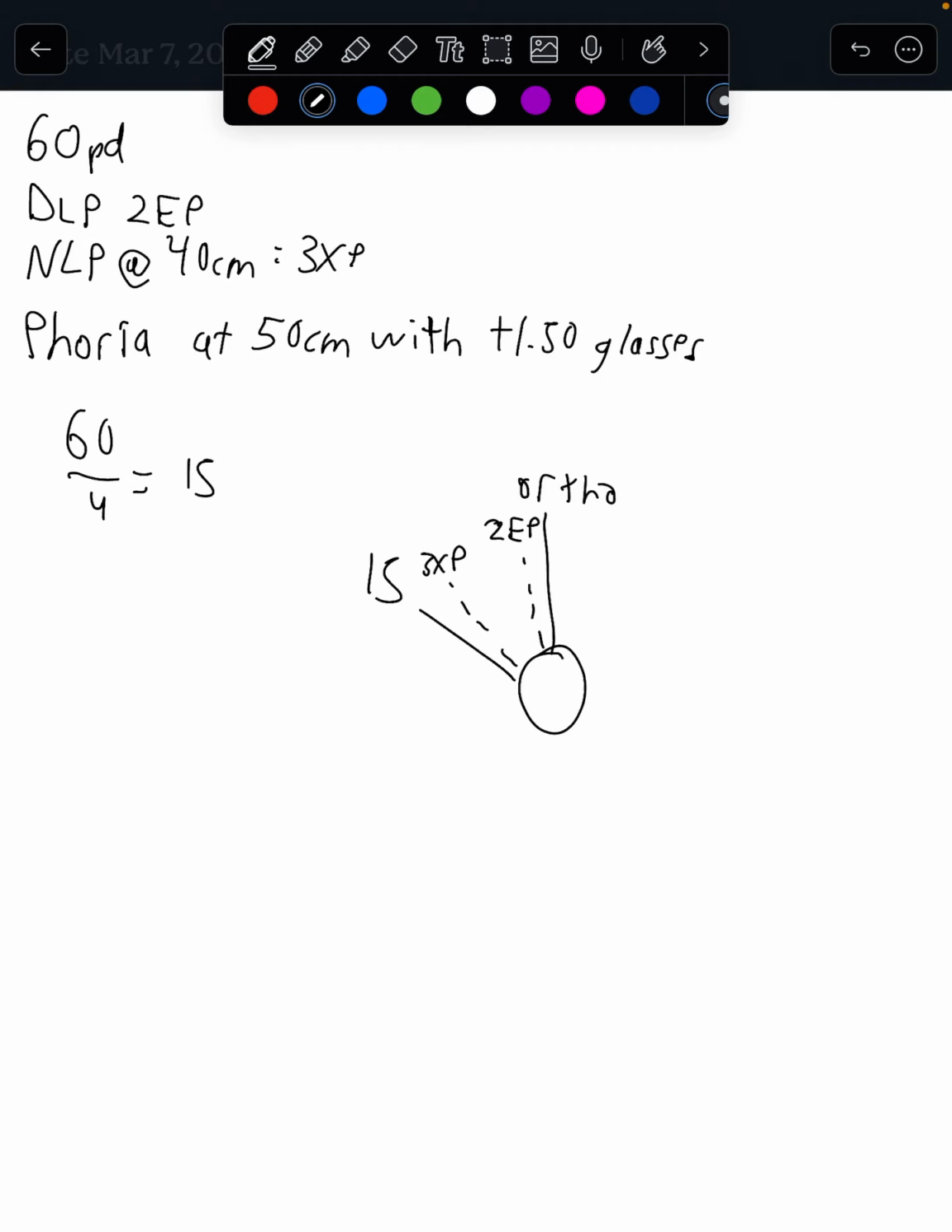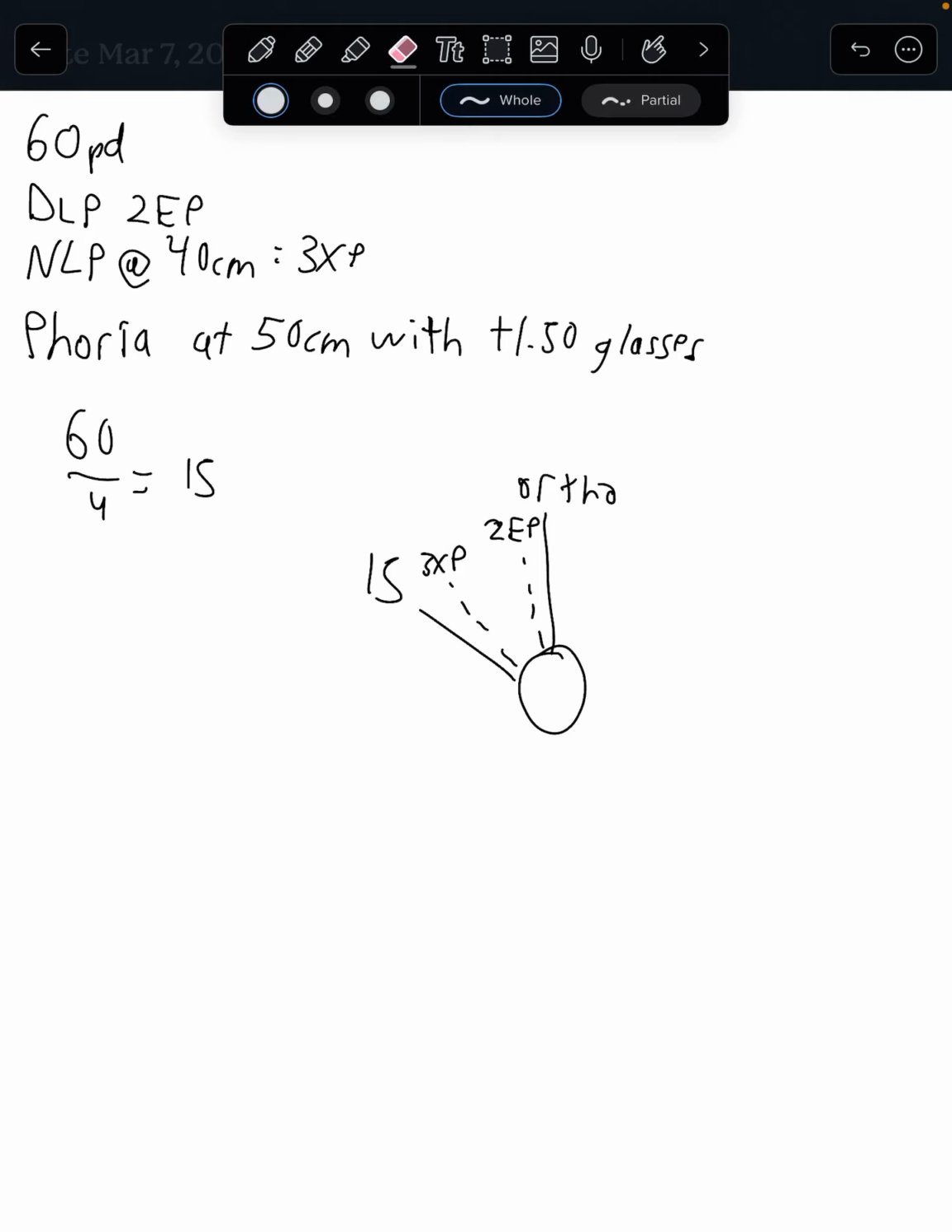So two ways to do it. This 3 XP means it's 3 less than 15. So that means it's 12 prism diopters. So the patient starts at 2 EP, and so they land at 12. From ortho to 12 is 12, but if they get a 2 head start with their 2 EP, 2 EP to 12 is 10.